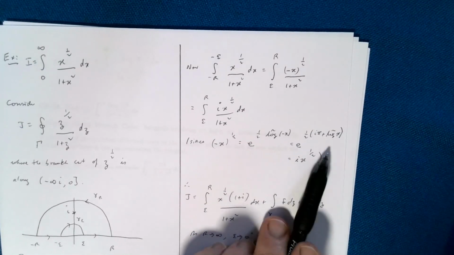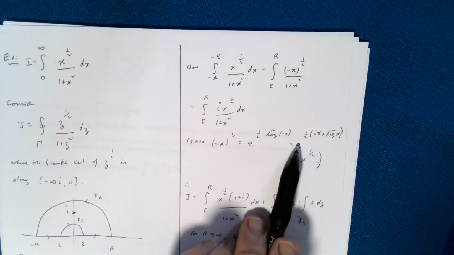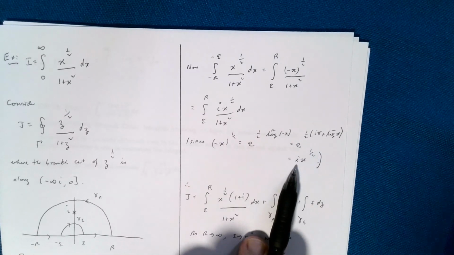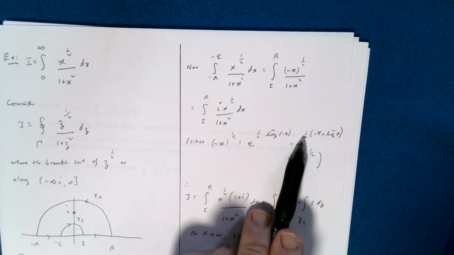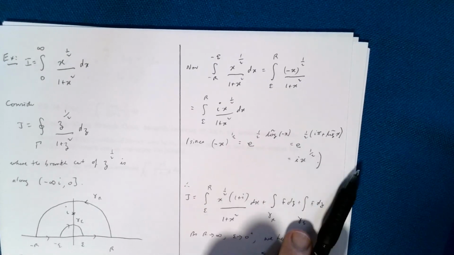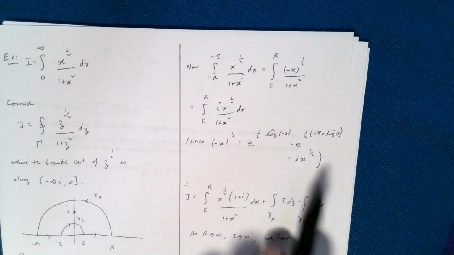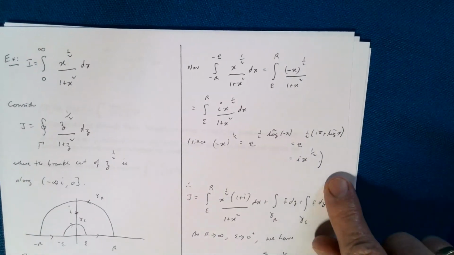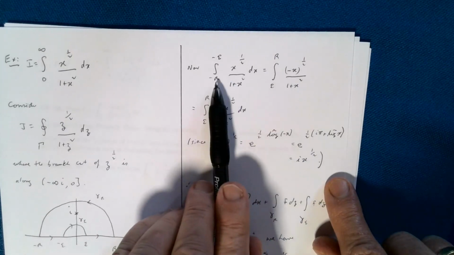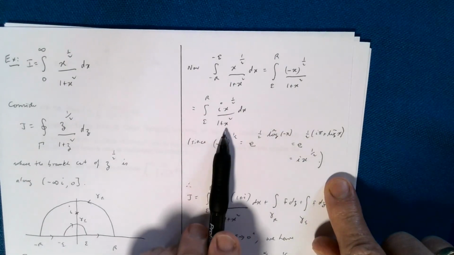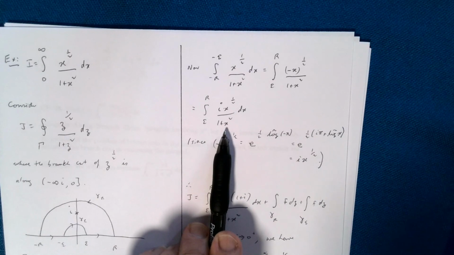And e to the i pi on 2 is just i, and then e to the half log x is just going to be x to the half again. So I can then write this one now as just i times that integral. And now we add everything up.